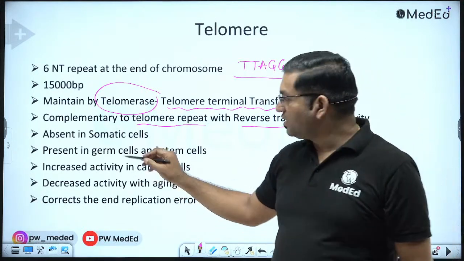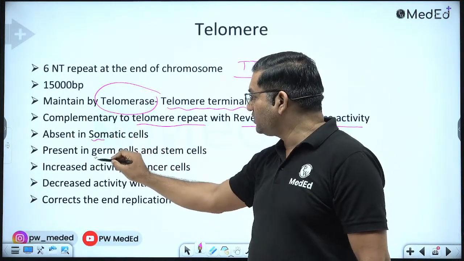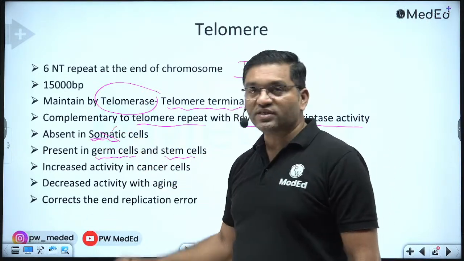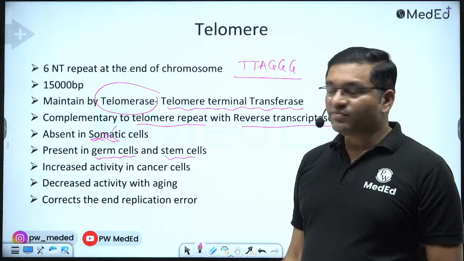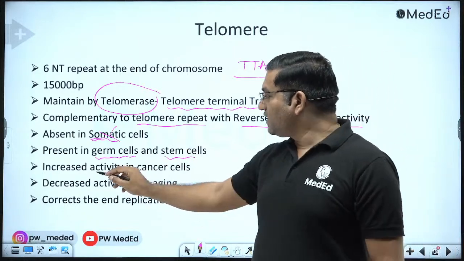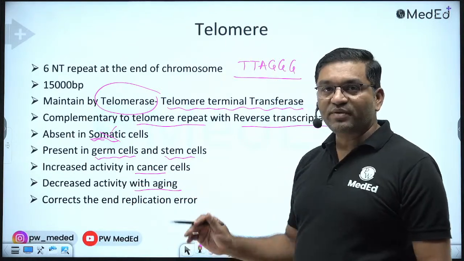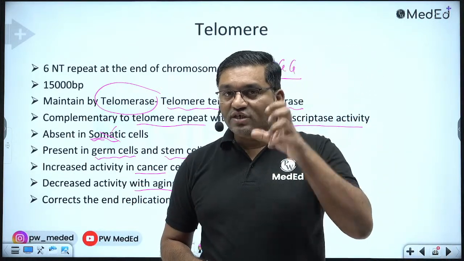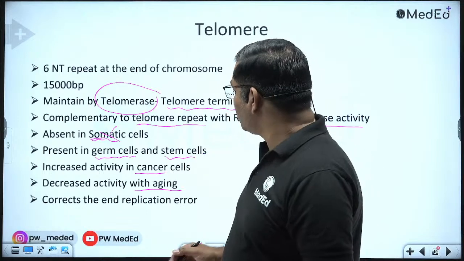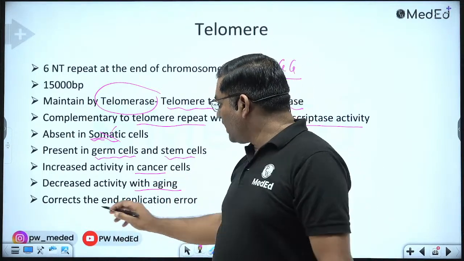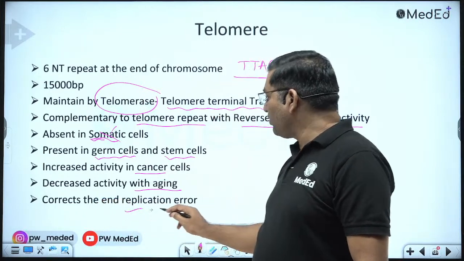It is absent in the somatic cell. It is present in the germ cell and stem cell. It is absent in the somatic cell and present in the germ cell and stem cell. Increased activity in cancer and decreased activity with aging. With repeated cell division, some shortening of the chromosome occurs. So it decreases with aging. Telomere length decreases with aging, and telomerase corrects the end replication error.